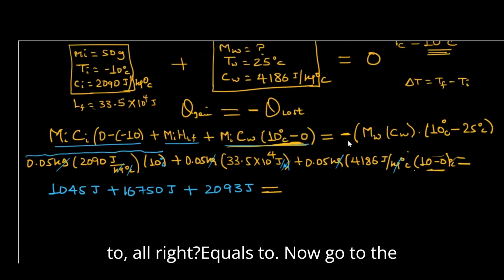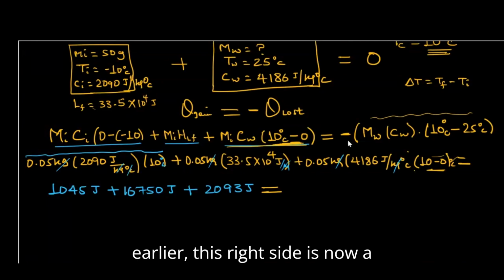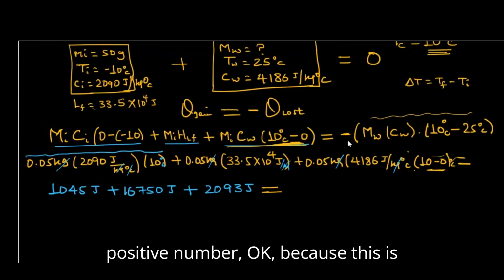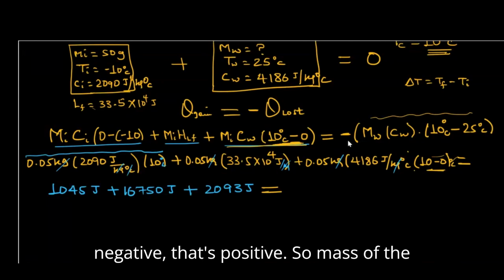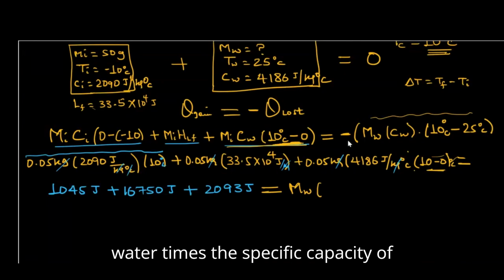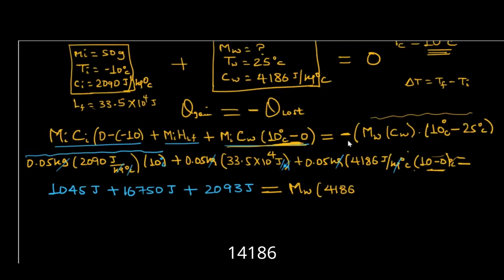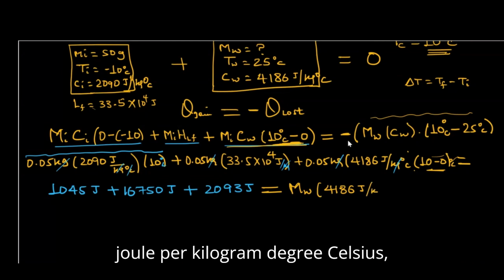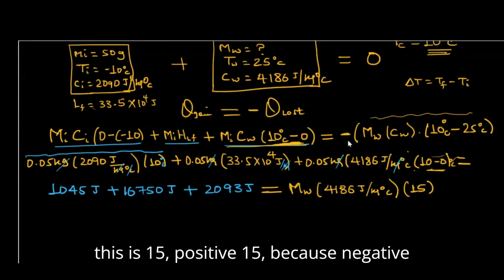Now equals to, all right. Now go to the right side. The right side, as I told you earlier, is now a positive number, because 10 minus 25 is negative, and then this is negative, that's positive. So mass of the unknown water times the specific heat capacity of water, which is already given, 4186 joules per kilogram degree Celsius, right? And then this is 15, positive 15, because negative times negative is positive.